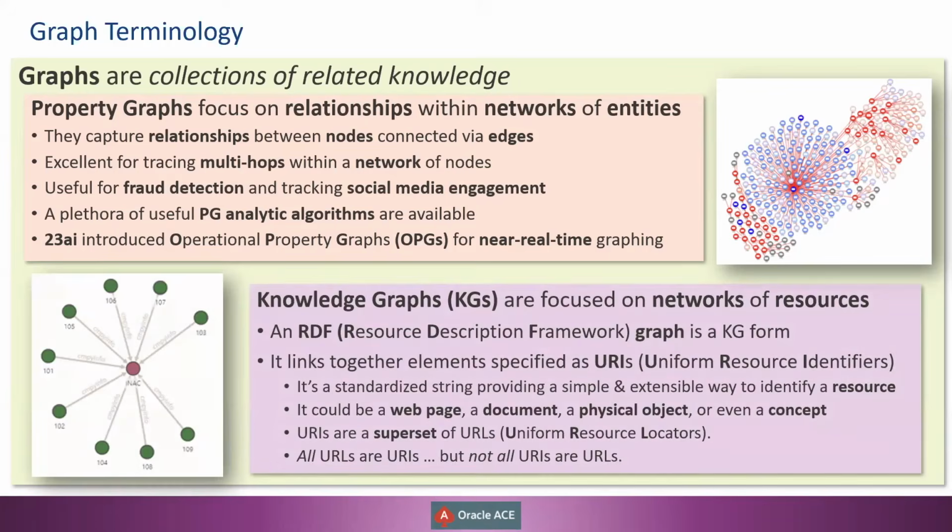Knowledge graphs are different. They're focused on networks of resources. And now I'm going to start throwing a whole bunch of acronyms at you. RDF, Resource Description Framework. That is a form of a knowledge graph, or I like to call them KGs. What does it link together? It links together URIs, Uniform Resource Identifiers. What's a URI? A standardized string. It is a simple way to identify a resource.